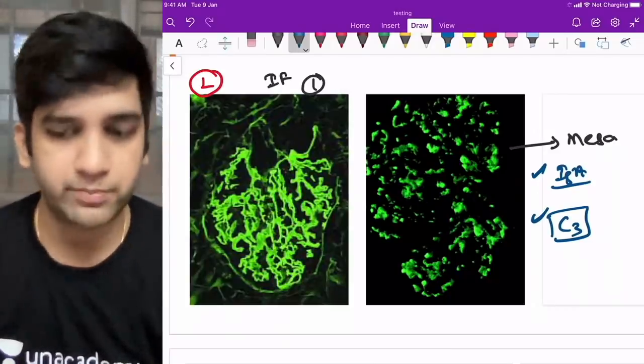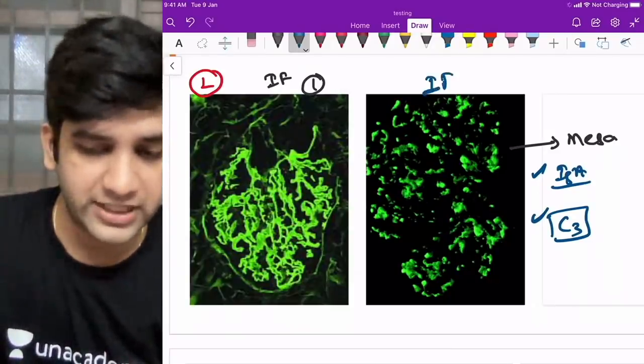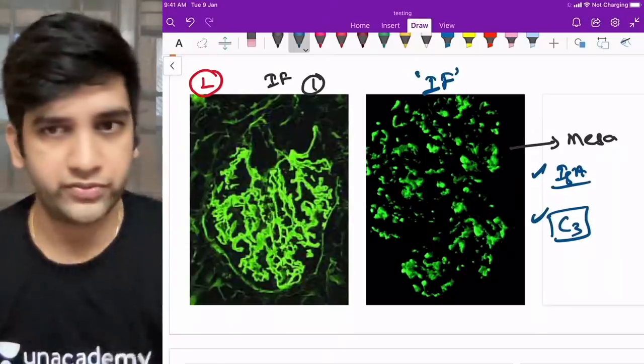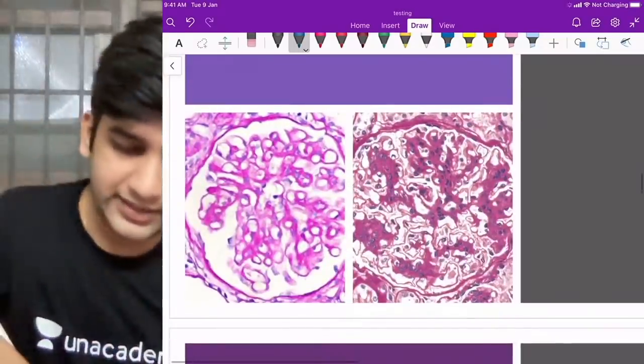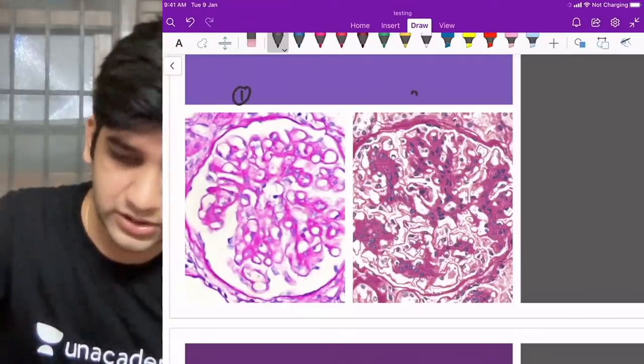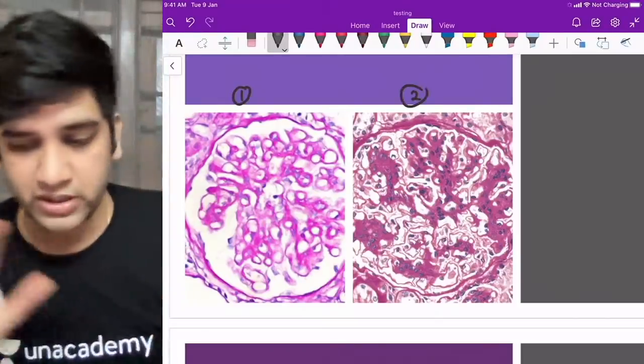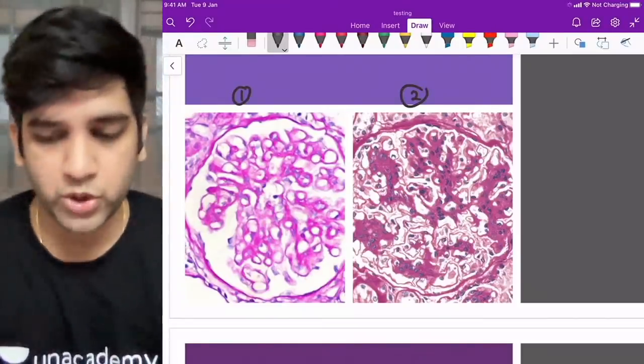Okay, just going to compare. You have to know how an immunofluorescence of mesangium looks. This is how it's going to look. Fine. Okay, perfect. Okay, I'll tell you what the first is. There are two images here, two H&E images. Identify the difference. Tell me what is 1, what is 2.